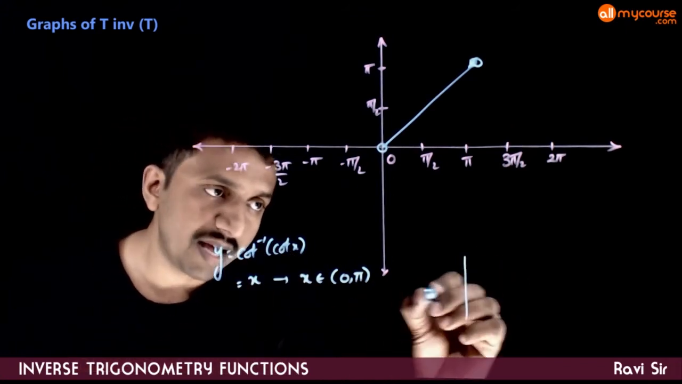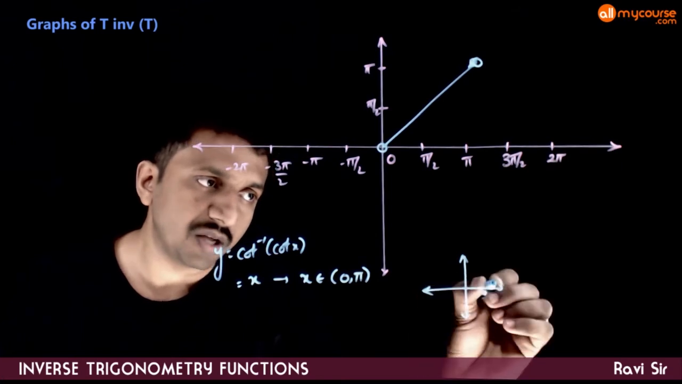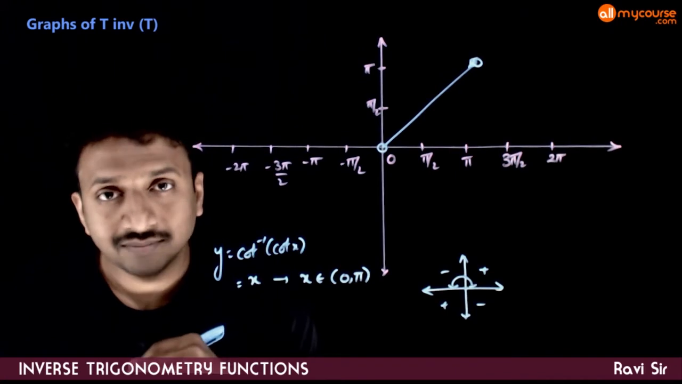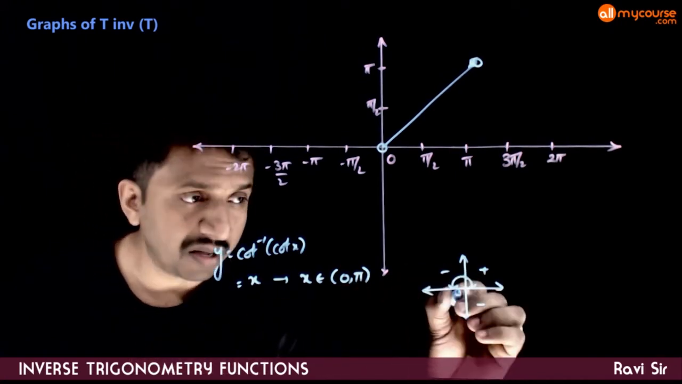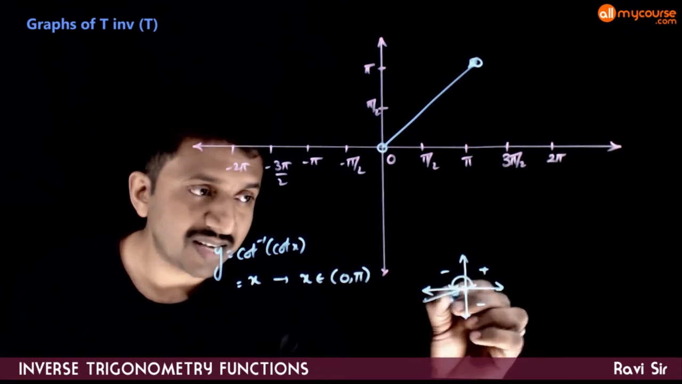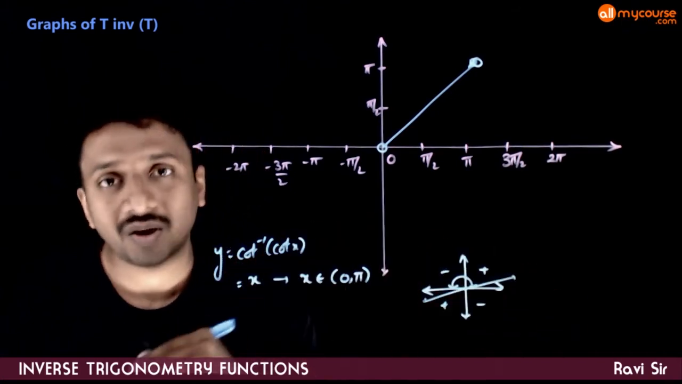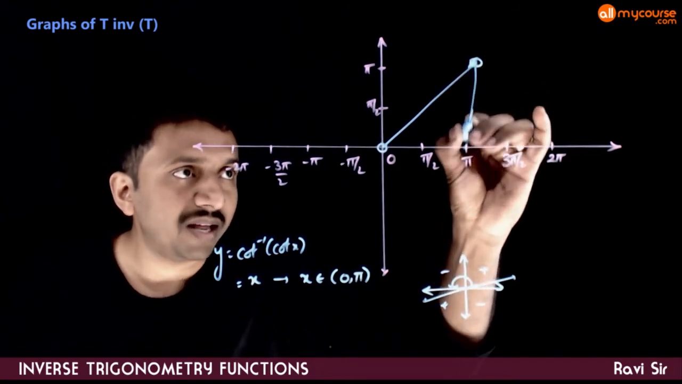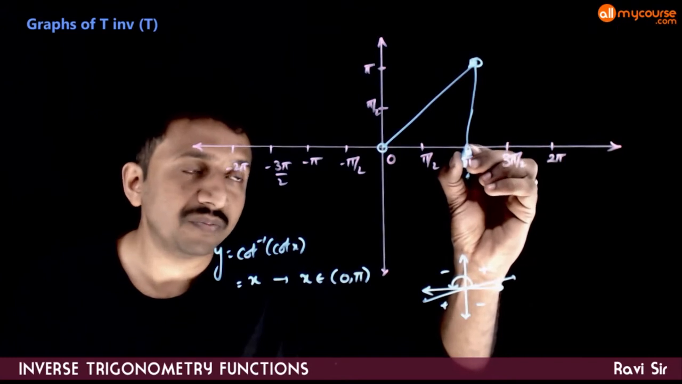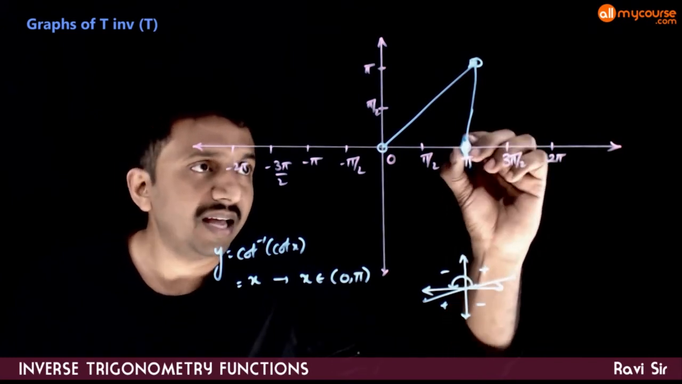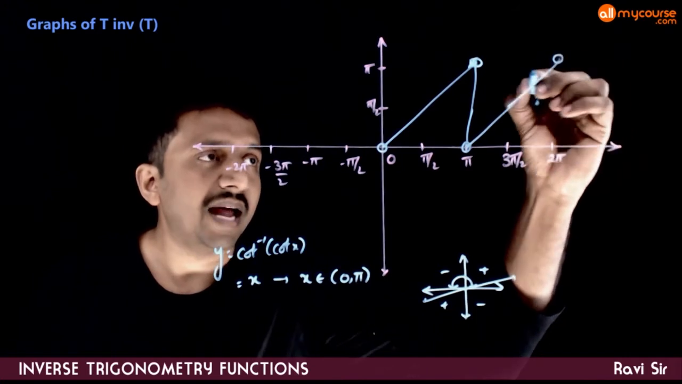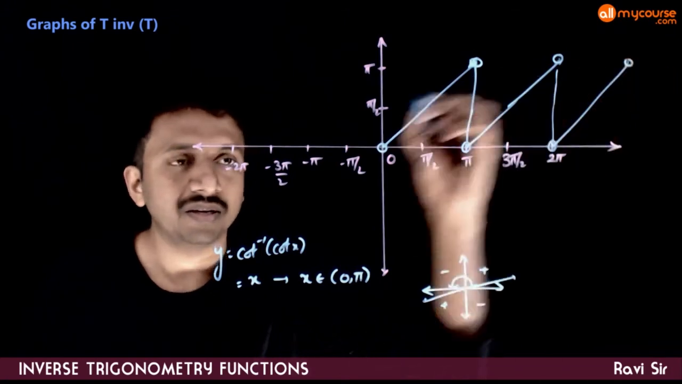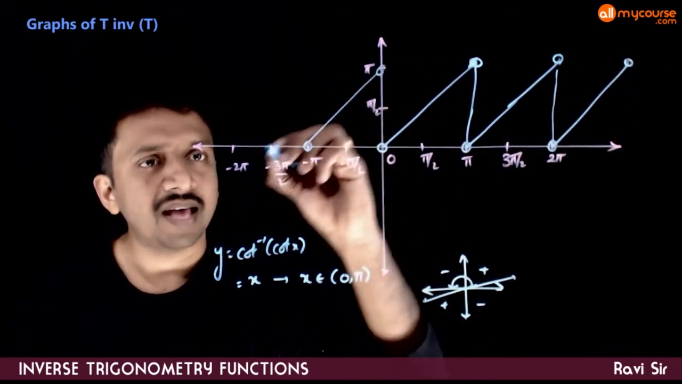And if you draw the quadrant diagram, plus, minus, minus, and the range is 0 to pi. So if the ray crosses 180 degrees, suddenly the answer jumps to the positive quadrant. Suddenly the jump happens as it crosses pi, the jump happens to 0, and again it starts going up. And then again it crosses 2 pi, it comes back to 0, it goes up. Here also the same thing happens.